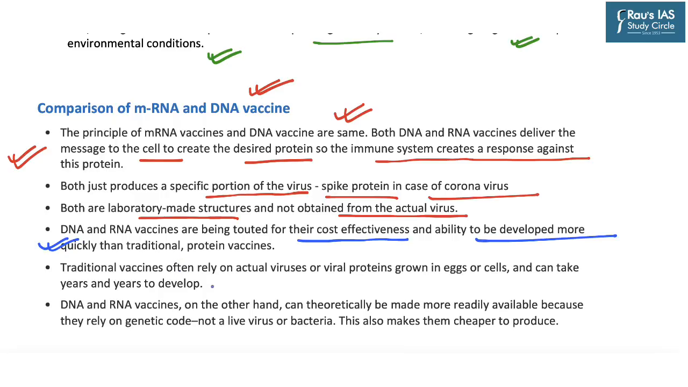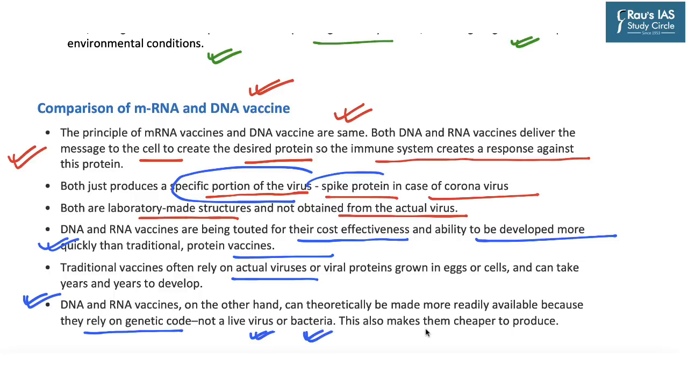Now this is because the traditional vaccines often rely on actual viruses, whereas the DNA or RNA based vaccine is made from a specific portion of the virus, and in case of coronavirus from the spike protein. So both DNA and RNA based vaccines take less time as compared to a traditional vaccine. Now this is because both these vaccines rely on the genetic code, which is not a live virus or a bacteria. And this also makes these vaccines cheaper as compared to traditional vaccines.